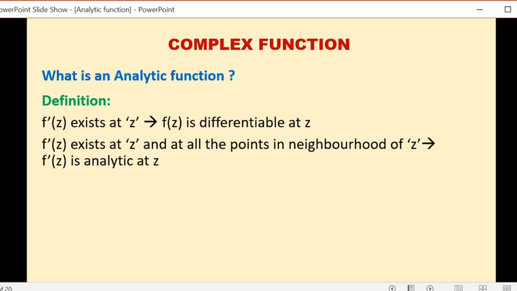Okay, let us take this example, 1 upon z. If I want to know whether the derivative of 1 upon z exists at z equal to 1, how do I check that? We find the derivative of 1 upon z. What is the derivative of 1 upon z? Minus 1 upon z square, correct. Now what is the value of minus 1 upon z square at z equal to 1?